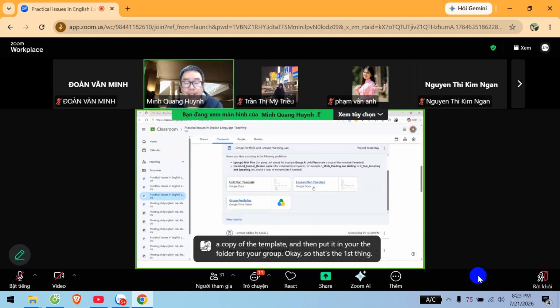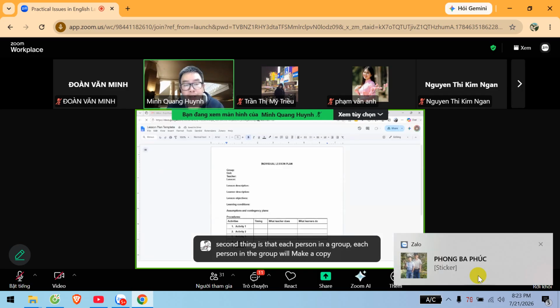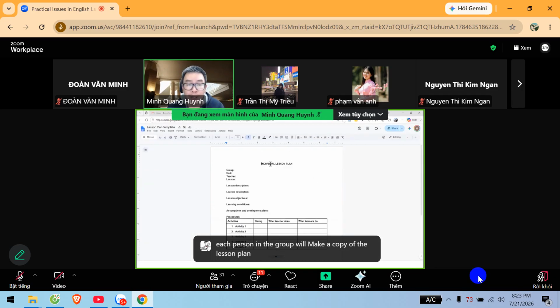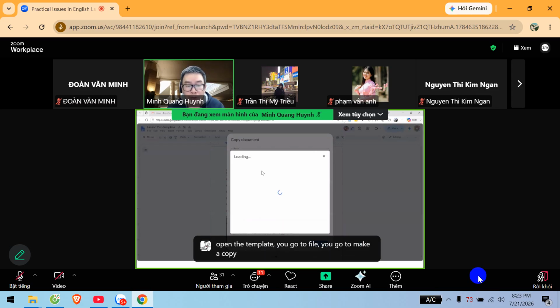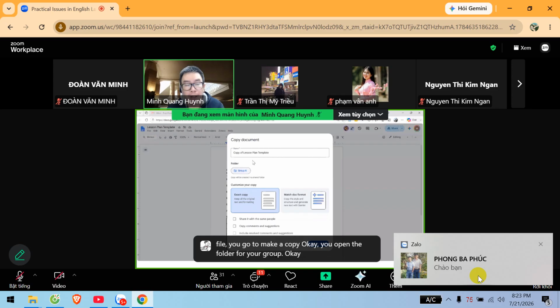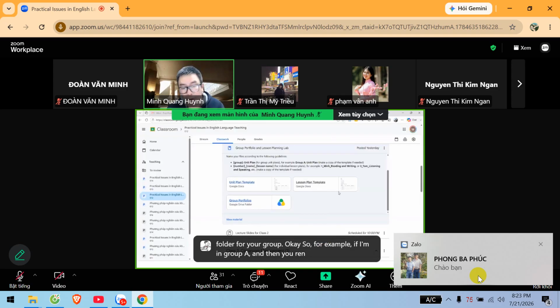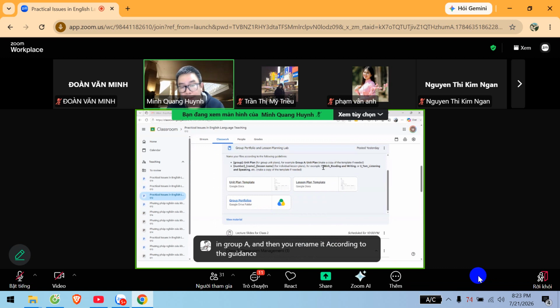The second thing is that each person in a group will make a copy of the lesson plan template. So the same thing, you open the template, you go to File, you go to Make a Copy. You open the folder for your group, and then you rename it according to the guidance here. So if you teach the first lesson, it's number 1. The second lesson is number 2. And then your name, and then the name of the lesson.